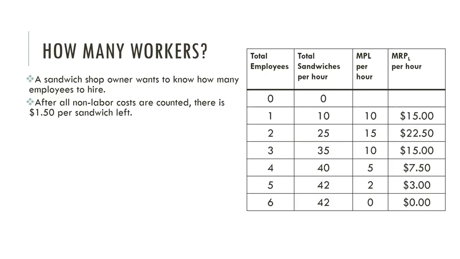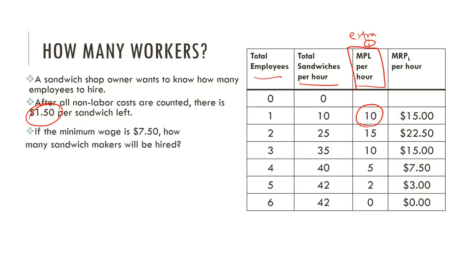Okay, so we are going to look at the total number of employees, the total sandwiches per hour. We want to calculate that marginal product of labor, so how much extra quantity is being made. And then we want to look at that marginal revenue product. And so sometimes you're going to see this as just MRP, marginal revenue product, and sometimes you see this little L down here, which means marginal revenue product of labor. And that's just going to be this extra $1.50 multiplied by the quantity. So it's not the total value of the sandwich times the quantity, it's just that extra that's left over so we can see how much we're possibly going to pay our workers.